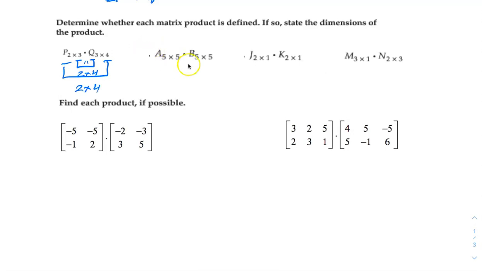Next you check if the middle two can multiply. And they can. So you'd get a 5 by 5. Next one, the middle two do not match actually. So not possible, or impossible. And then over here, same idea. They do not match. So you cannot multiply.